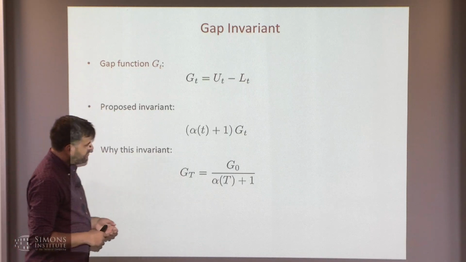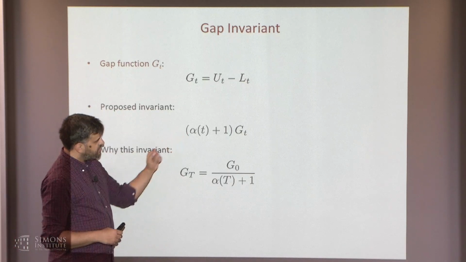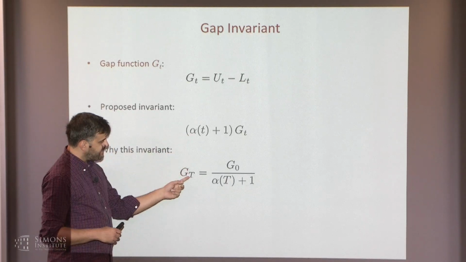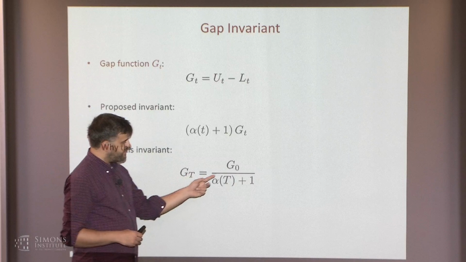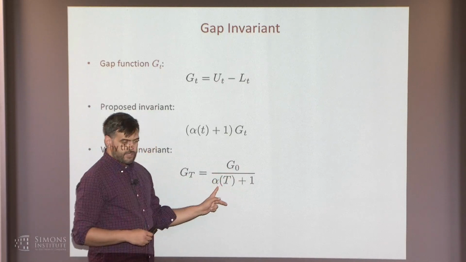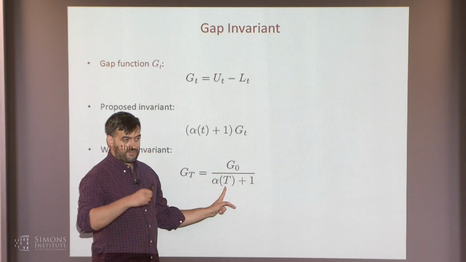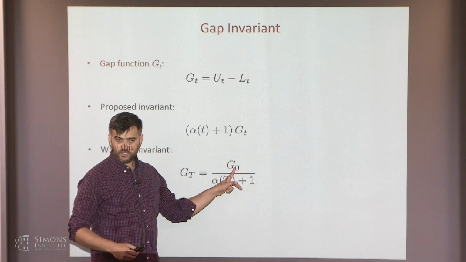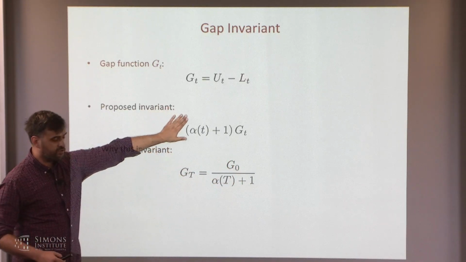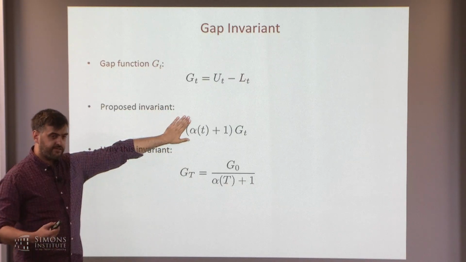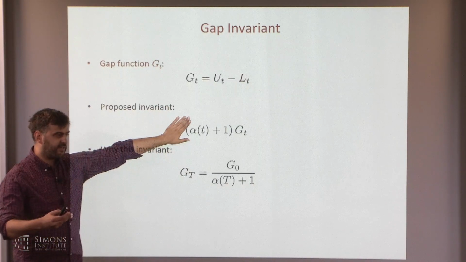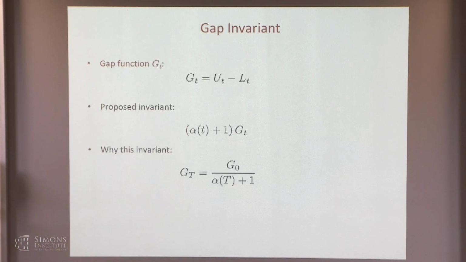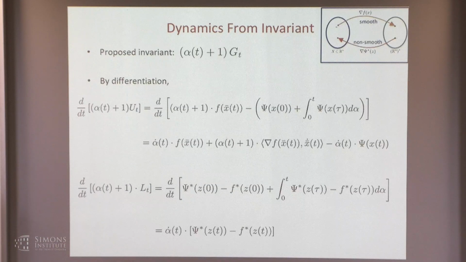Why is that helpful? If I can show that the algorithm preserves this quantity, then I know that after time t, my gap must be the initial gap over alpha of t. So as alpha of t grows, I'm reducing the initial gap. Okay? So I claim that this is a natural notion of an invariant you might like to keep. And actually, this is the invariant that all these first-order methods maintain.